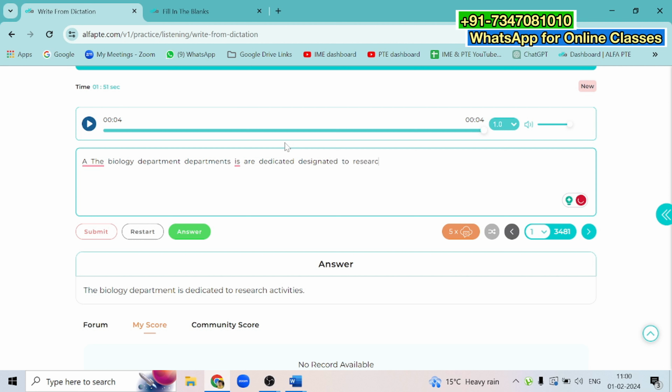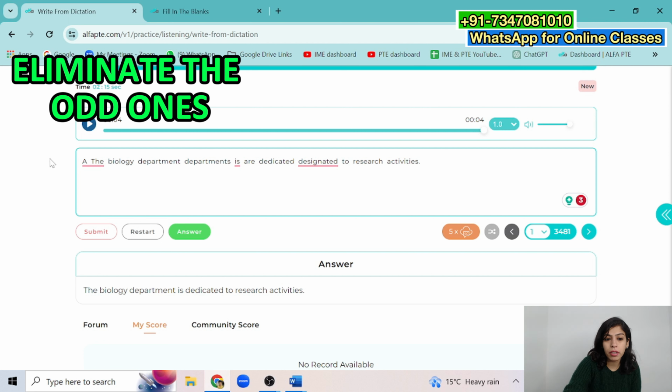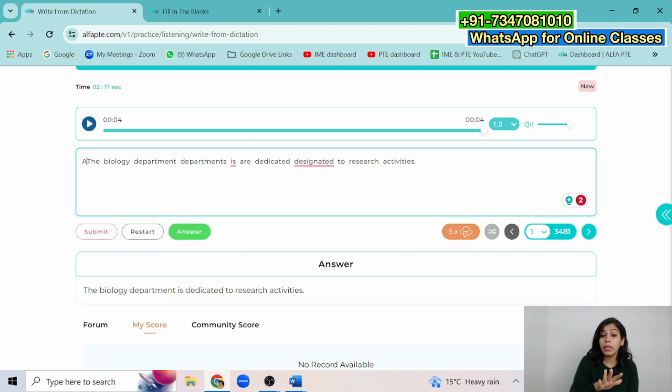To research activities. So the biology department is dedicated to research activities. Now what happens? Once you have written everything, you will know which one is correct or wrong. Now you start eliminating the odd ones. The biology department, because they are talking about a specific department which is dedicated to research activities. So it will be a proper noun, something special, a particular one.